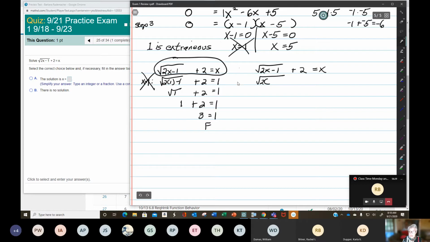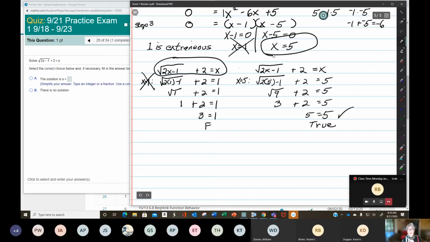Oh, this is going to be x equals 5. That's going to be 10 minus 1. That'll be the square root of 9. And you can already tell that is true. Square root of 9 is 3. 5 equals 5. That's true. So this is your only solution.